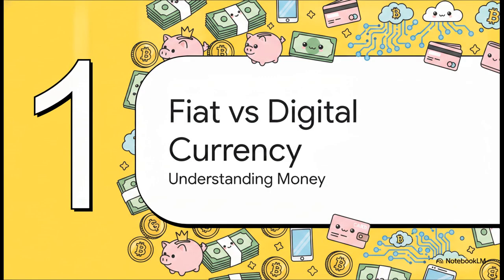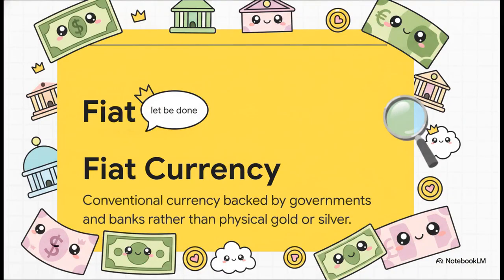Section 1. Fiat versus digital currency. To really grasp the future of money, we need to establish the baseline of what we use today. Write this down for your notes. Fiat currency is your traditional government-regulated money. The word fiat actually comes from Latin meaning "let it be done." Because it isn't backed by physical gold or silver reserves anymore, it relies entirely on the authority of governments and central banking systems to hold its value.